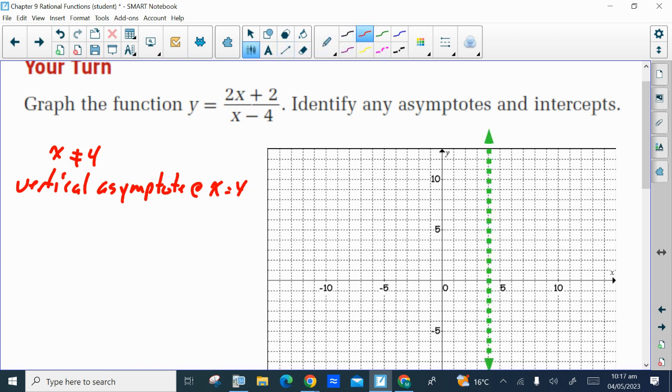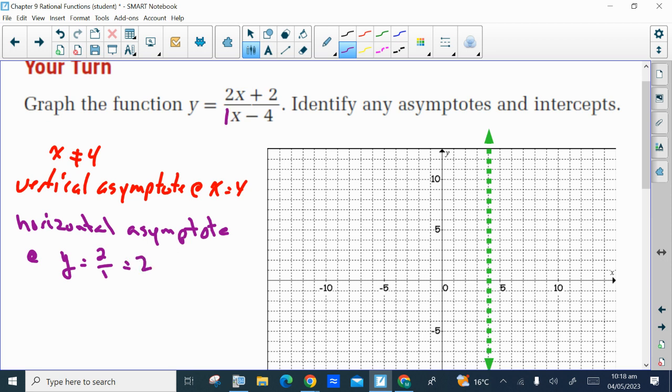Because the degree of the top and bottom are the same, we can find our horizontal asymptote at y equals 2 over 1. You take the coefficients of those two terms that contain the highest power of x. So that's at y equals 2. So there we've identified our asymptotes.